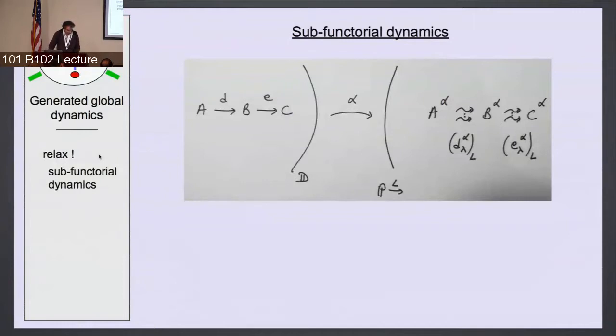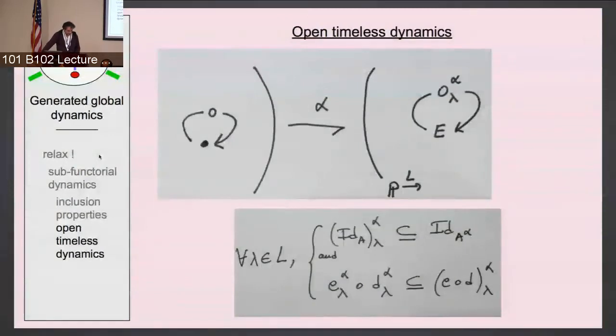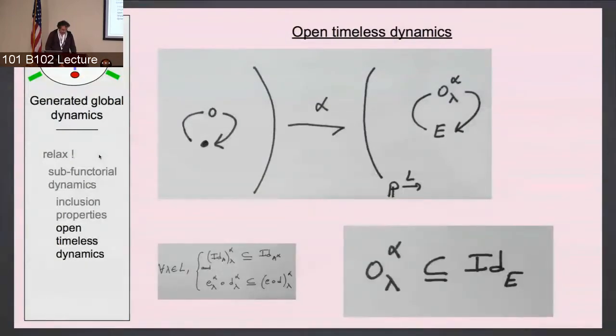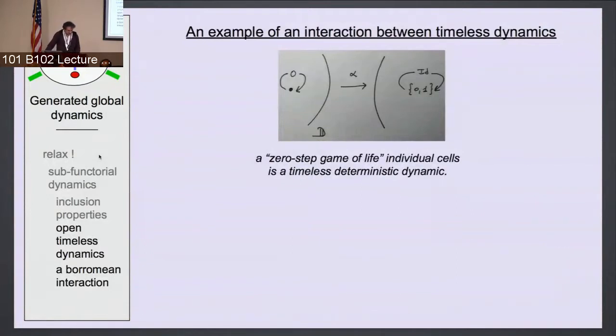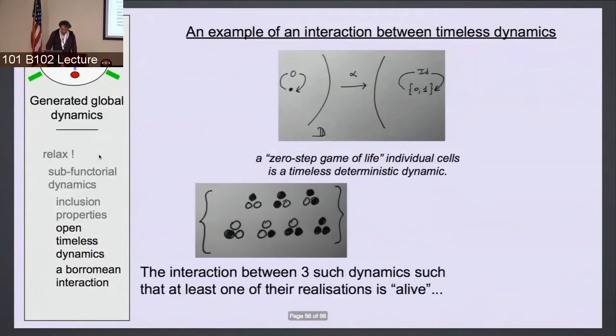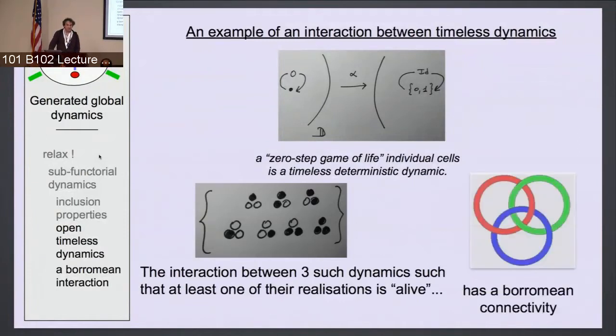These properties have an unexpected repercussion, that is the fact that we now can design open timeless dynamics, because the transition associated with a zero duration can now depend on a parameter. Note that the timeless dynamics is useful to obtain some examples or counterexamples. For example, taking 3 timeless deterministic dynamics, then we can see as some zero-step game of life, individual cells. We can consider the interaction so that at least one of their realizations is alive, and this is a Borromean interaction.